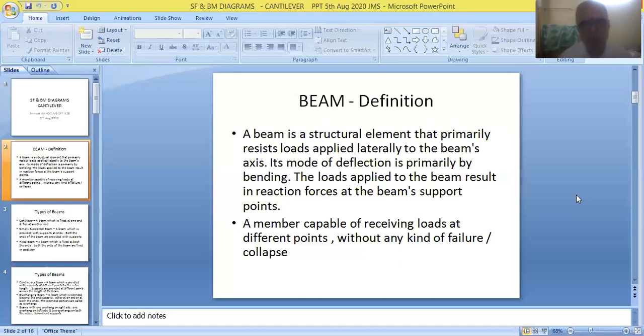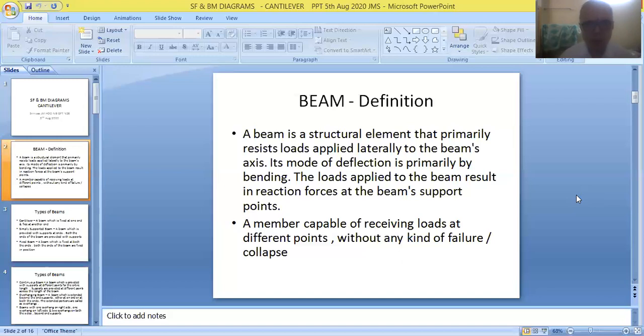So without any kind of failure, it should have capacity, or it must be capable of receiving loads acting at different points on the beam. So friends, this is the definition of this term that is referred to as a beam.